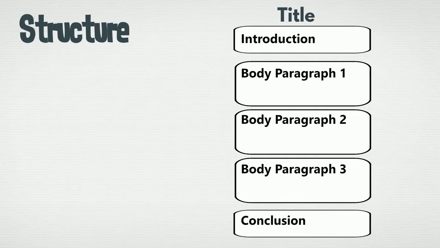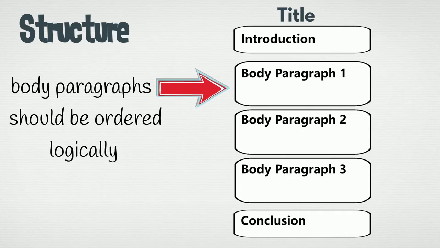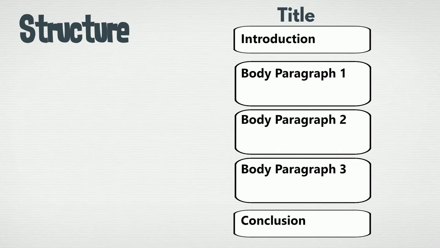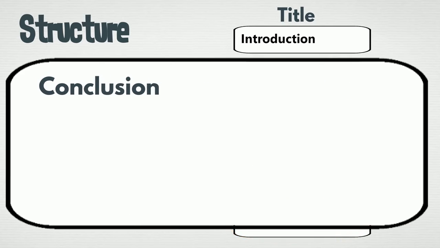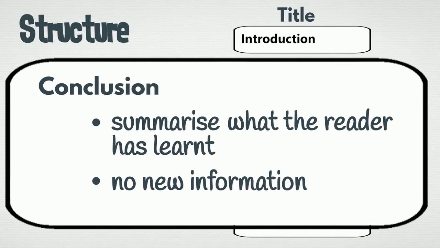Information reports can have many body paragraphs. They should be ordered logically. Which subtopic does it make sense to place first? Last? Perhaps some of the subtopics make sense to be placed together. After the body paragraphs comes the conclusion. The conclusion should briefly summarize what the reader has learnt. No new information should be introduced.